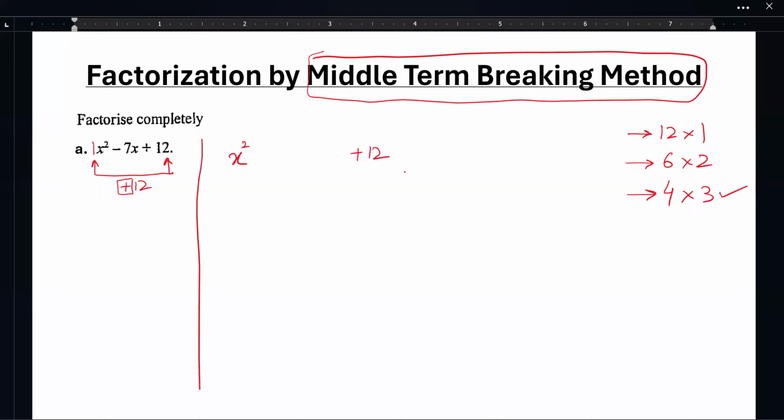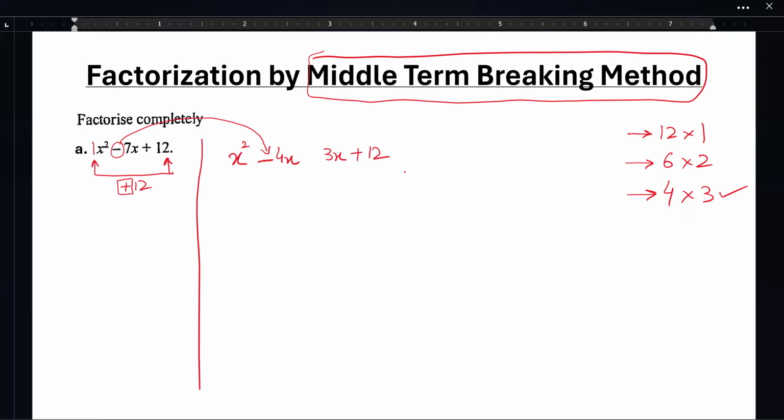Instead of 7x, I will write 4x and 3x. Why am I not writing the sign? Let's decide the signs together. Now, always remember the sign of the middle term must go with the bigger number, which is 4. Remember, it will never change. This theory will never change.